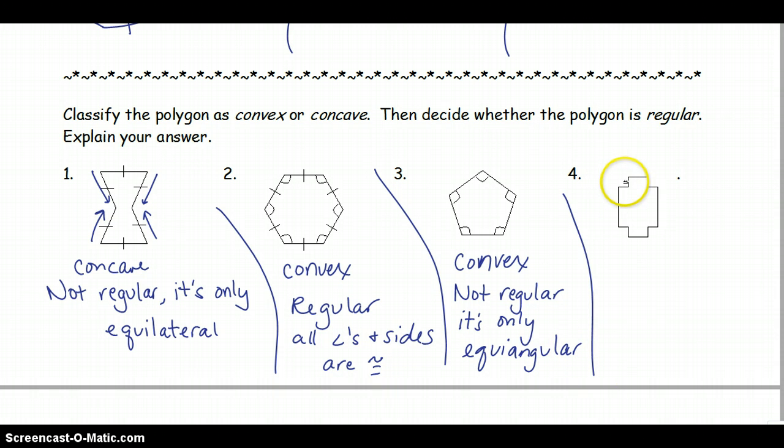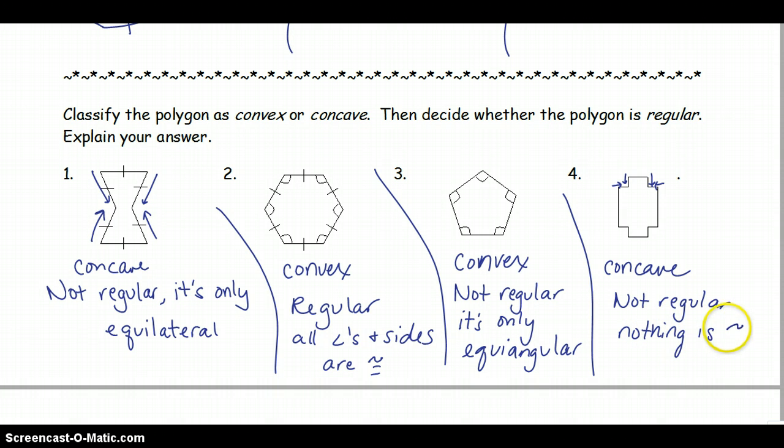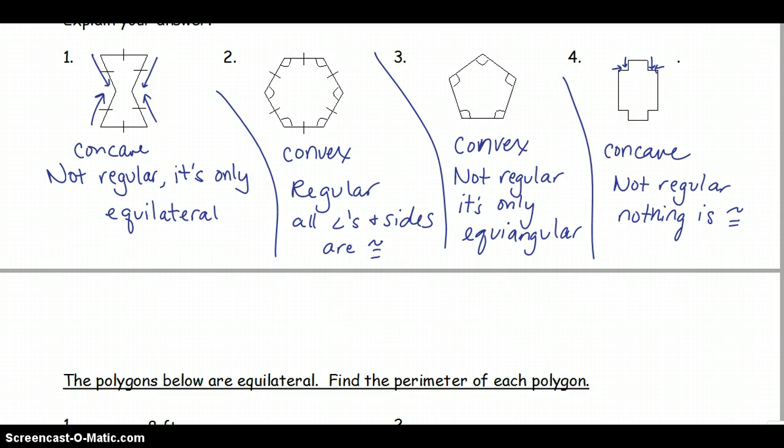Number 4, these sides cave in all 4 corners. So this one is going to be concave, but there's nothing congruent. Sides, angles, nothing. So this one is not regular. And just say something like nothing is congruent. So those are some of the problems you'll see on your assignment in a little bit.